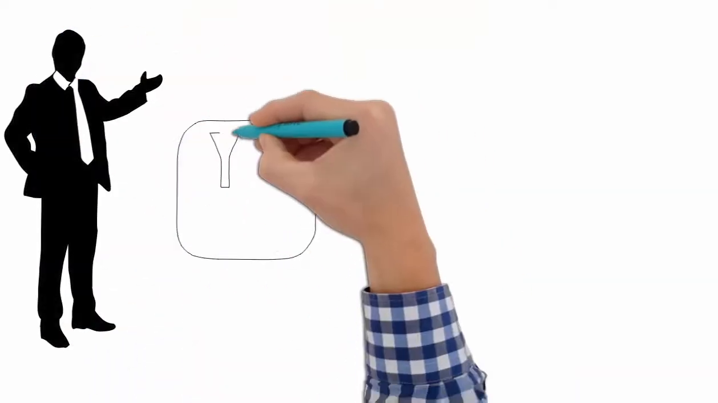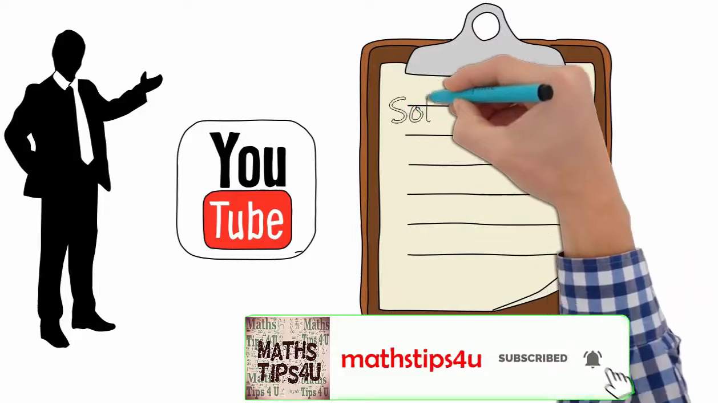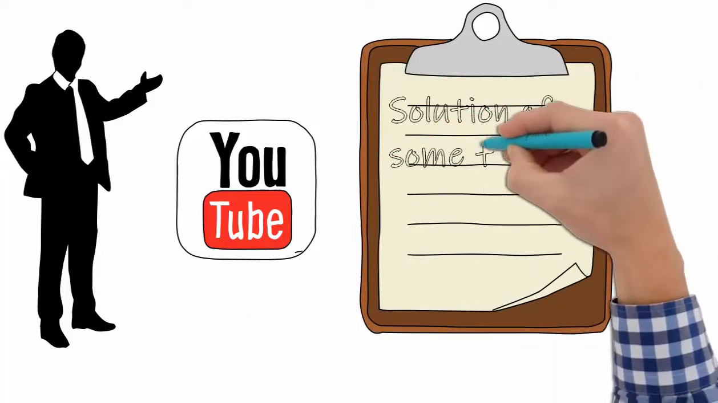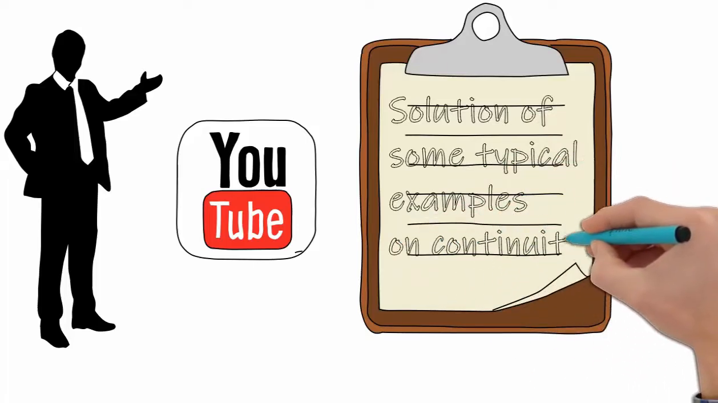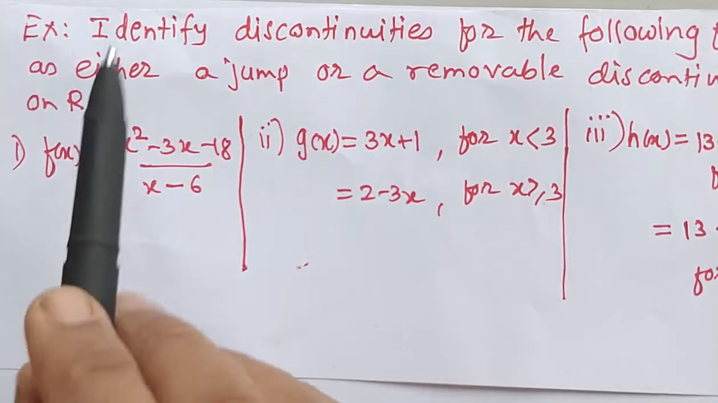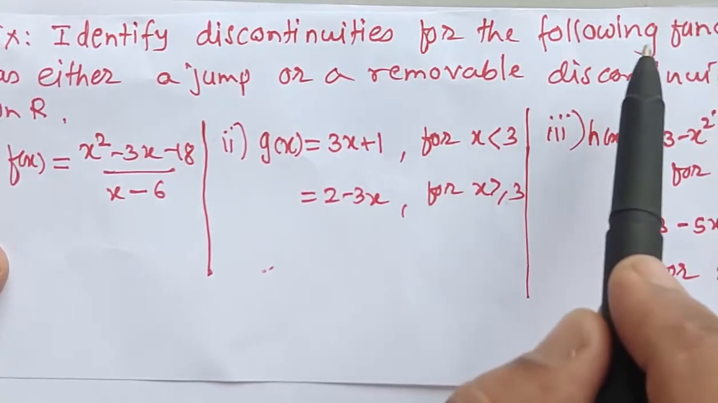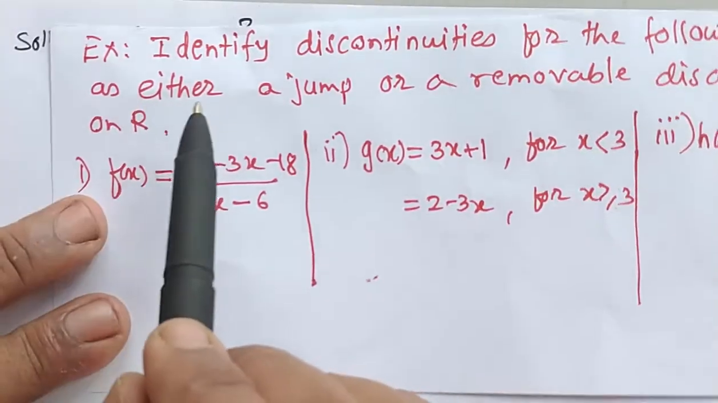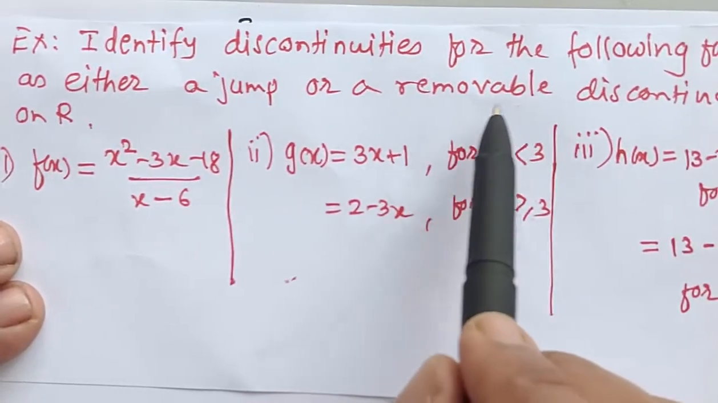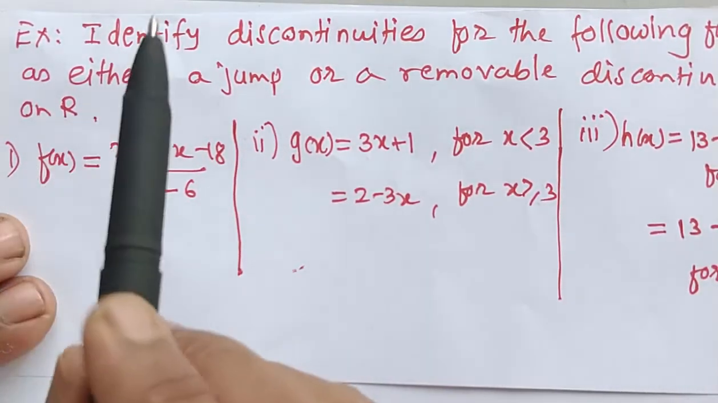In this video, we are going to see the solution of some typical examples on continuity. So let's begin. Example: identify discontinuities for the following functions as either a jump or a removable discontinuity on R, the set of real numbers.